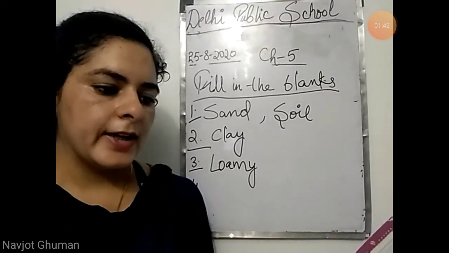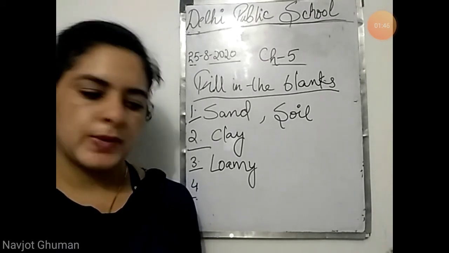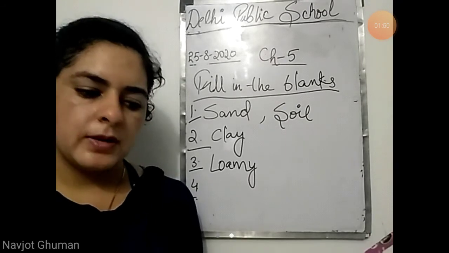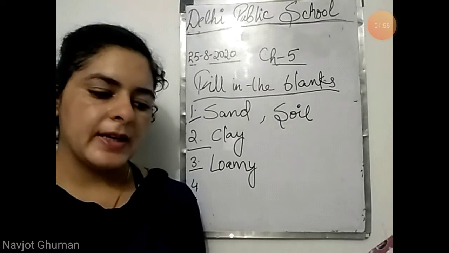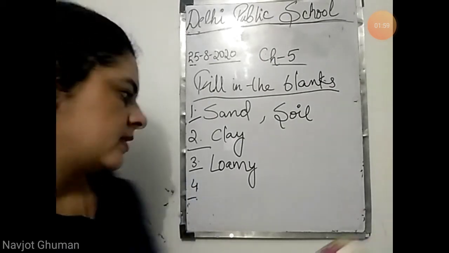Dash is very fertile because it contains humus. Two layers of the soil are given, topsoil and subsoil. So, which layer is best for growing plants? Means it is fertile. So, the upper layer, that is the topsoil, contains humus and it is best for growing plants. Topsoil.